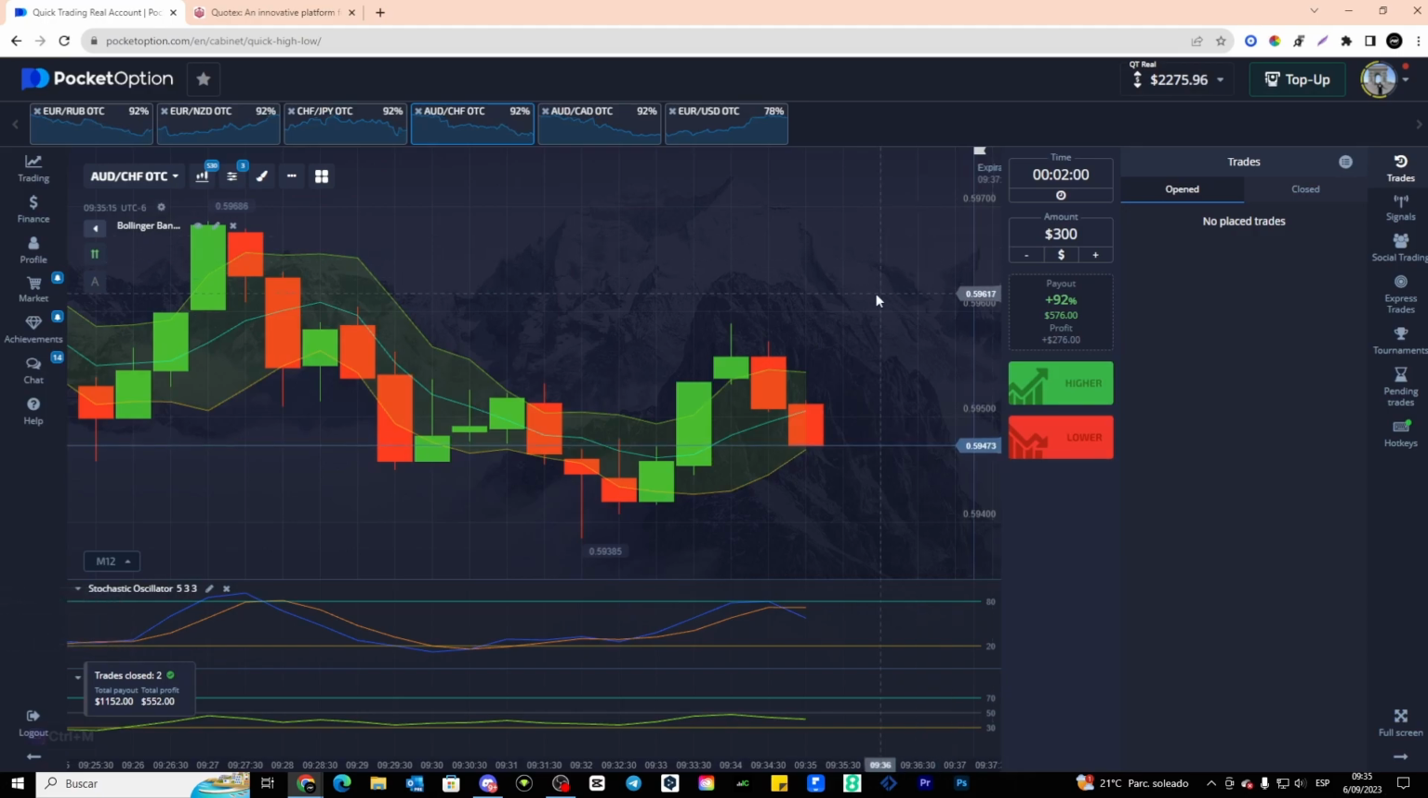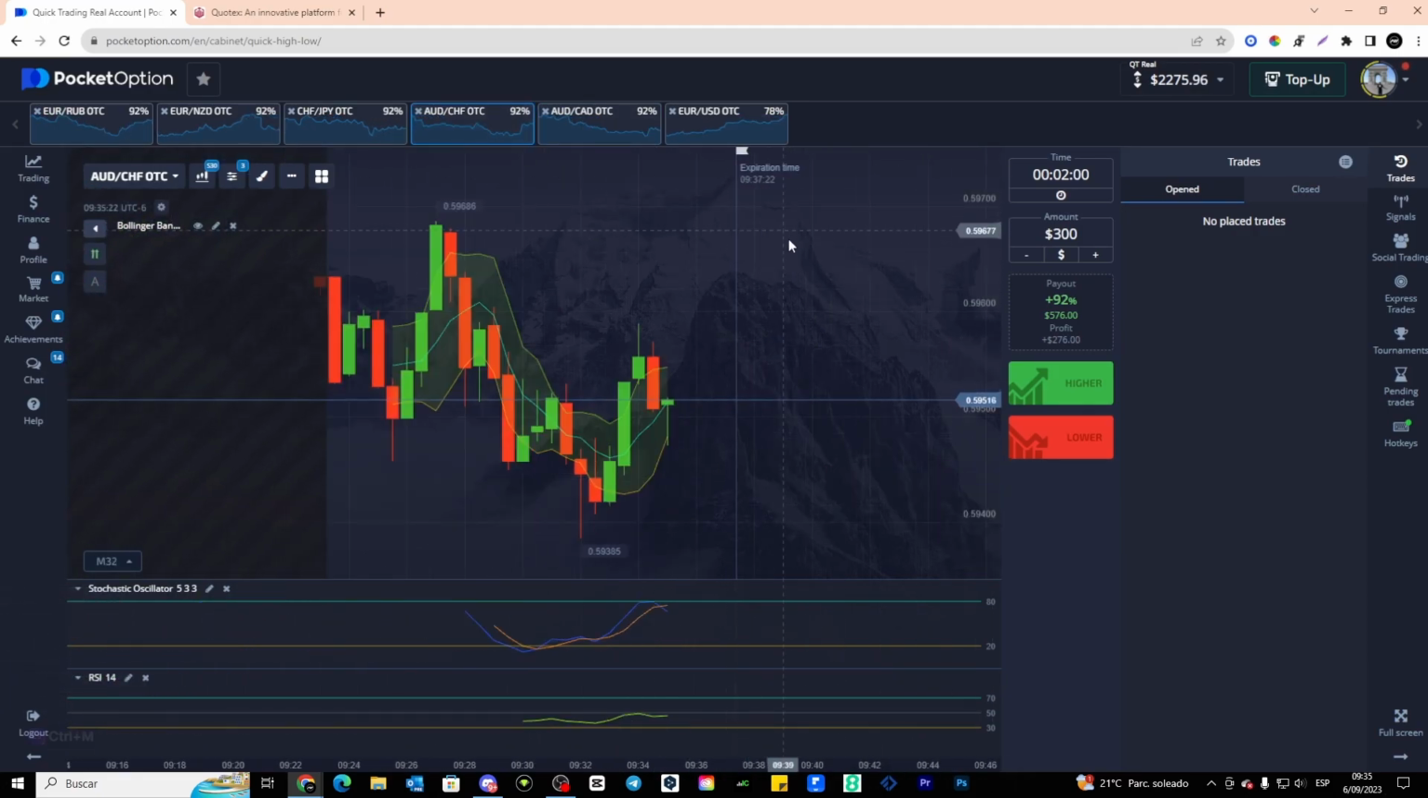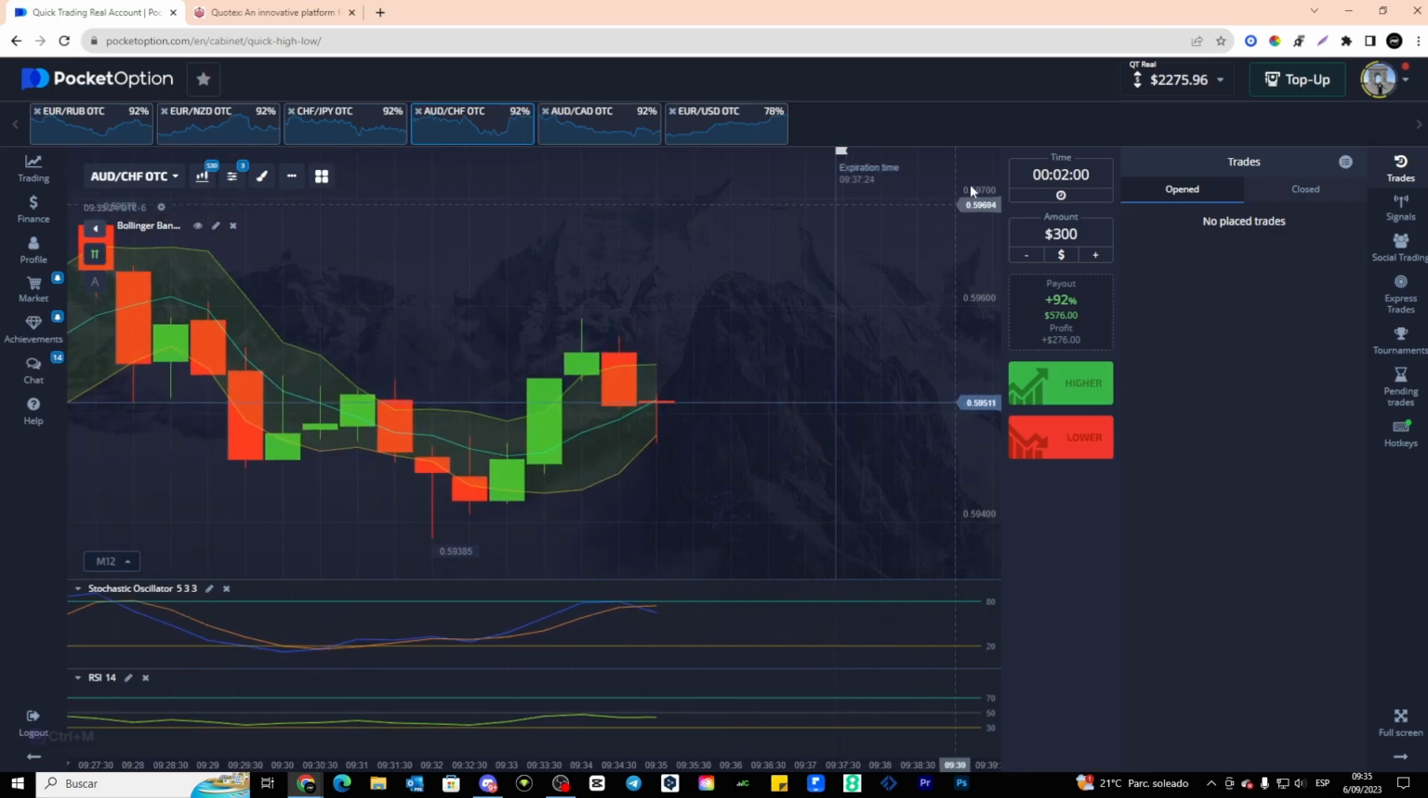So we have recovered a few of the previous losses, and I think this is a good one to trade for the down direction.